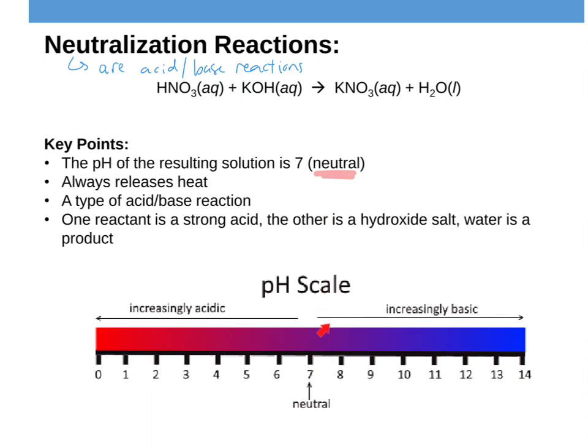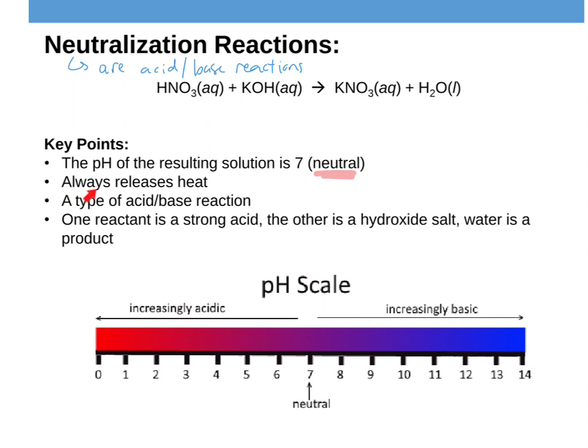The only reason I'm mentioning it is that that's why neutralization reactions are called that: the pH, the acidity of the solution, ends up being around 7, and you have a neutral solution. Before, you started with something acidic, so low pH, and something basic, so high pH. You mix them together and you end up with just water, a nice neutral solution. So that's one key point.